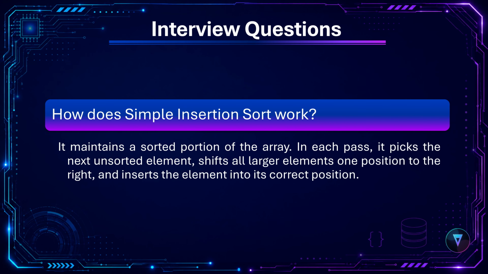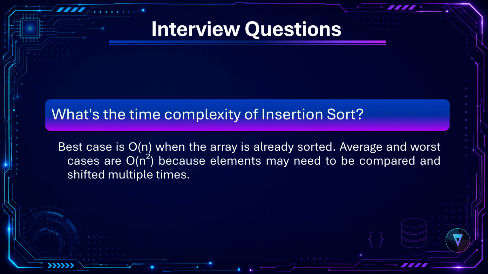Question number 2. What's the time complexity of insertion sort? I know this one catches a lot of people. The answer is, best case is O of n, when the array is already sorted. Average and worst cases are O of n squared, because elements may need to be compared and shifted multiple times.